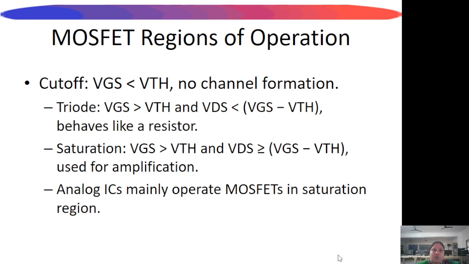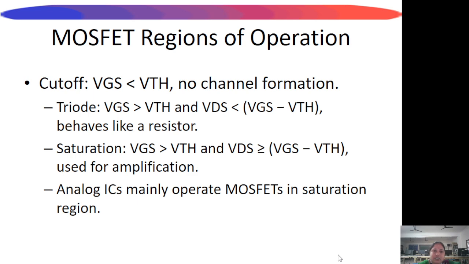Next we see about the MOSFET regions of operation. MOSFET operates mainly in three regions: cutoff region, triode region, and the saturation region. In the cutoff region, the gate voltage is below the threshold voltage, so no channel is formed. As a result, the drain current is nearly zero. In the triode or linear region, the gate voltage exceeds the threshold voltage and the drain voltage is small. Here, the MOSFET behaves like a voltage controlled resistor.